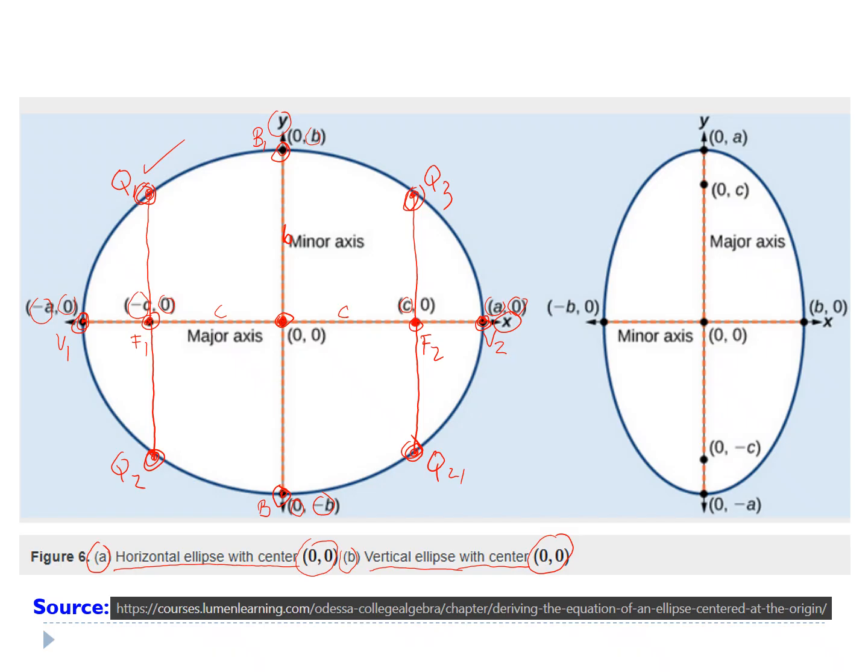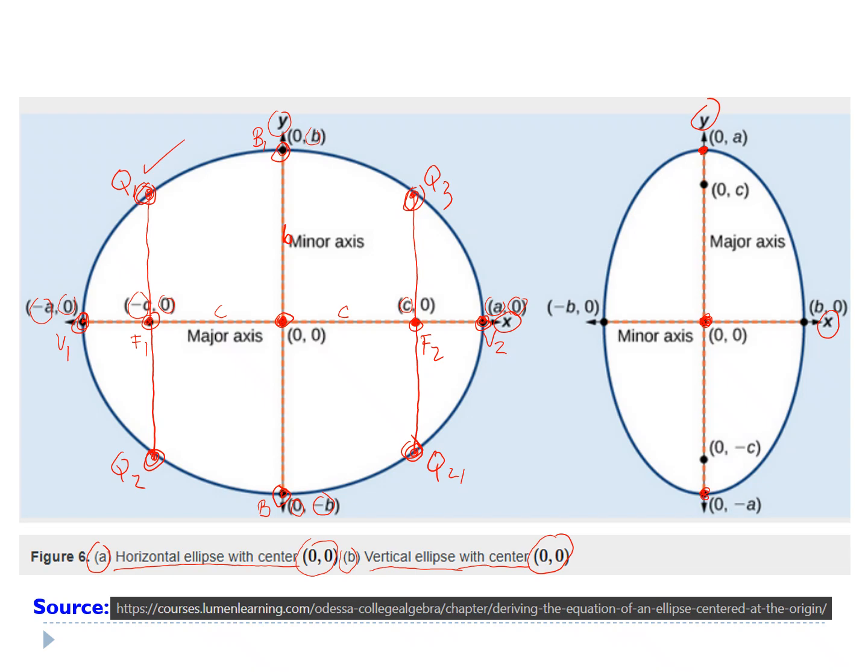For the vertical ellipse, like this one, again we have here the center 0, 0. And we know that if the ellipse is vertical, the major axis is the y-axis, and the minor axis is the x-axis. And the distance from the center to the ends of the major axis, we call it the vertex, or the vertices. So we have here the vertices.